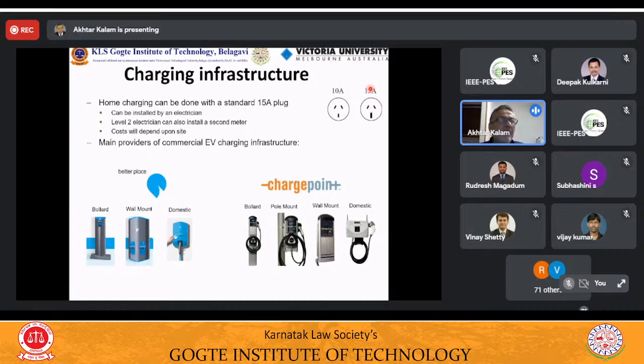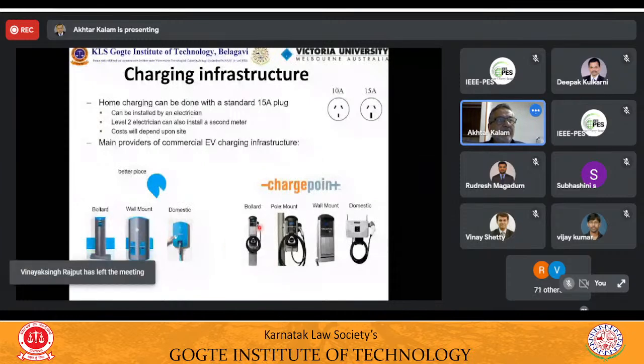The cost will depend on the site. Most providers of EV charging infrastructure, the two good ones that I know of are called Better Place and ChargePoint. Better Place has them in bollard, wall-mounted or domestic versions, where ChargePoint has exactly the same: bollard, wall-mount, and domestic. But they also have a new one, which is a pole-mounted one.